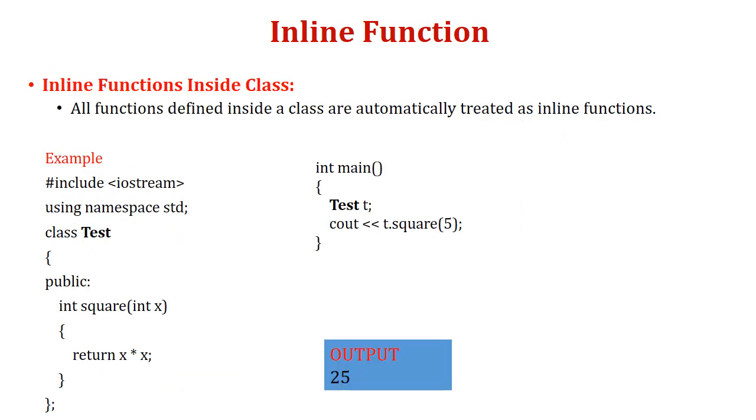Inline function inside the class. All the functions defined inside the class are automatically treated as inline functions. For example, in this class, we are writing one function inside the class. In this case, the function is treated as an inline function. For example, class test with the public access specifier, return type is integer, the function name is square and one parameter. The logic is the square of the value. Then finally the result is returned.